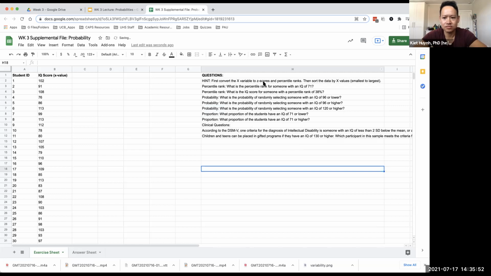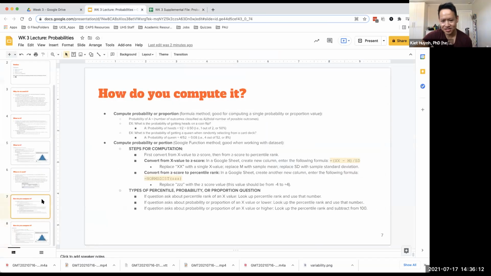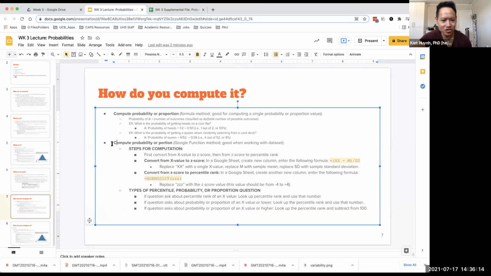Okay. So hint, I nicely included a hint for us. First, convert X variables to Z scores and percentile ranks, then sort the data by the X values from smallest to largest. Okay, so how do we convert X variables to Z score and percentile ranks? Look back in the lecture. It's always in the how do you compute it slide. See, computing proportions for working with data sets.